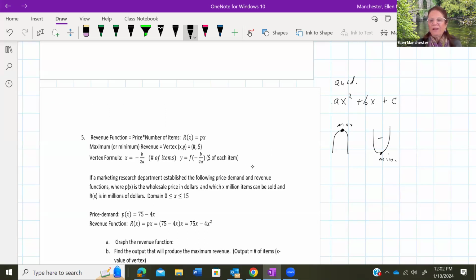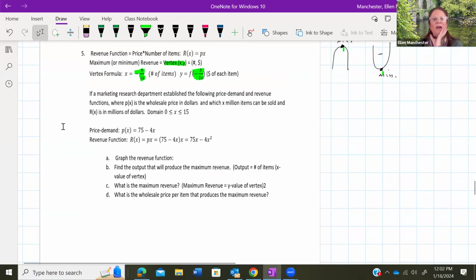Okay, in order to find the maximum or the minimum, you're going to use and find the vertex. Okay, so the vertex, remember, is your highest point or your lowest point. And you use the same technique to find the vertex. And this is your vertex formula. Okay, so vertex formula to find the x value of your vertex, you're going to use negative b over 2a. So remember, that's how you get your a, b, and c. And then to find the y value, you plug that answer back into the original equation to get the y value. Okay, so that's your vertex formula.